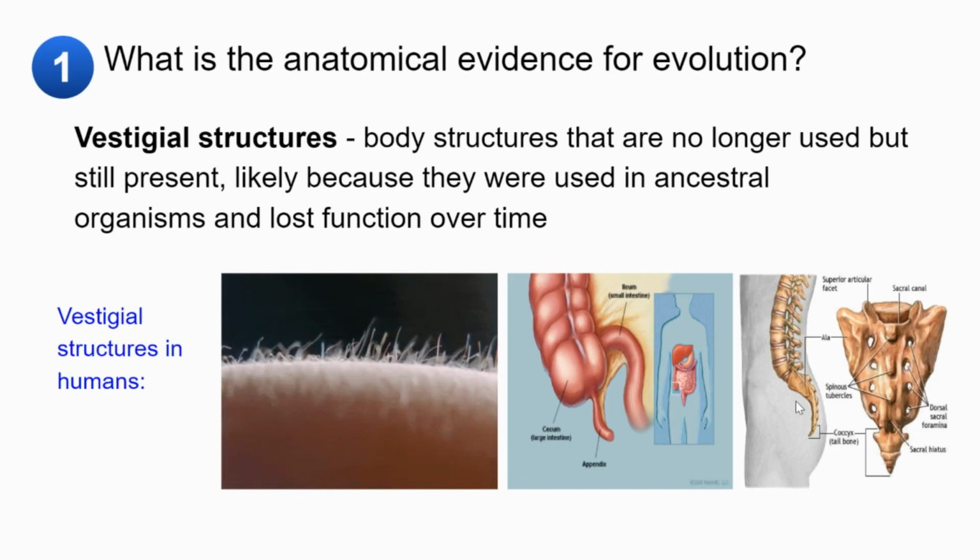Additionally, we have an appendix that houses bacteria, but is largely unnecessary as it serves no digestive function anymore. And we also have a tailbone, yet we have no tail. Why have these things? Likely because an ancestor of ours used these for a purpose, but that purpose was lost over time. Still, these structures were passed on and are still found in us today. We inherited them from a previous ancestor.